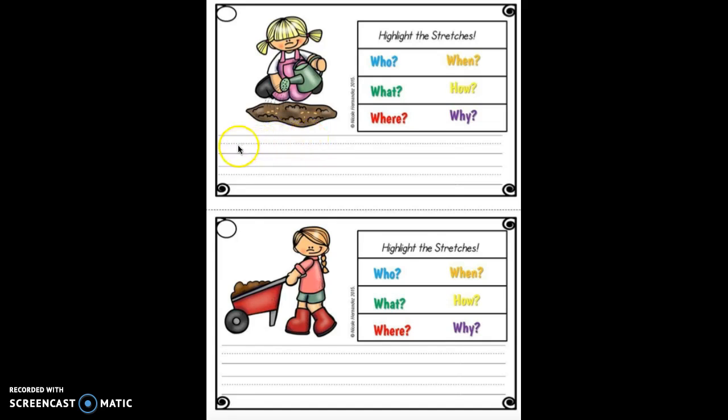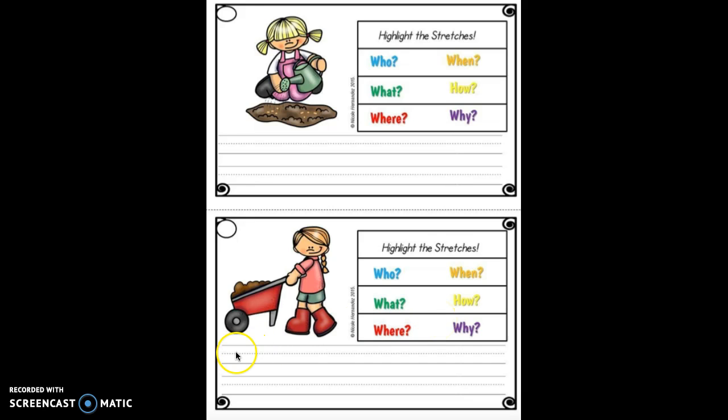On your paper, I want you to write one way you could stretch that sentence, and another way. So I do want you to write 2 ways that you could stretch that sentence out. When you're done, you're going to practice again with this picture. I want you to write 2 stretchy sentences. Try to include who, what, along with some of the others. You can pick what you want to do.